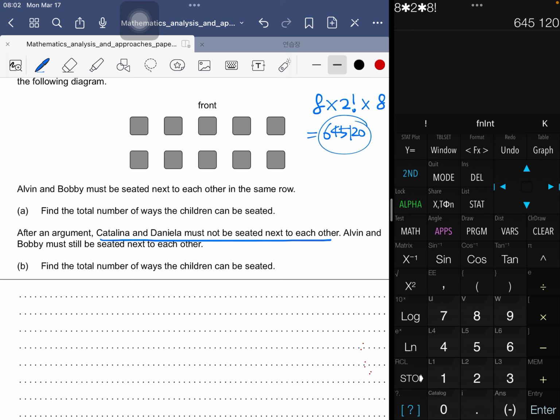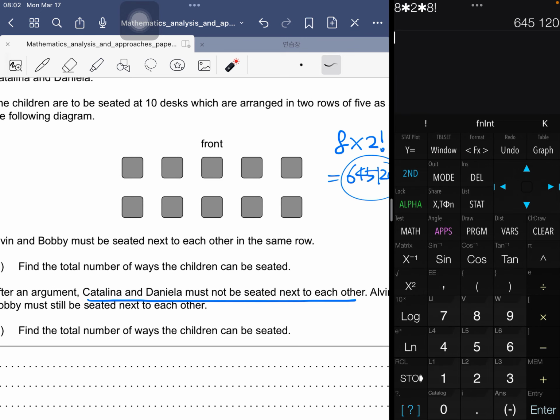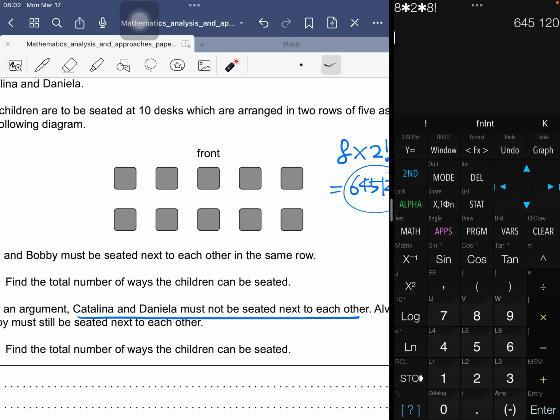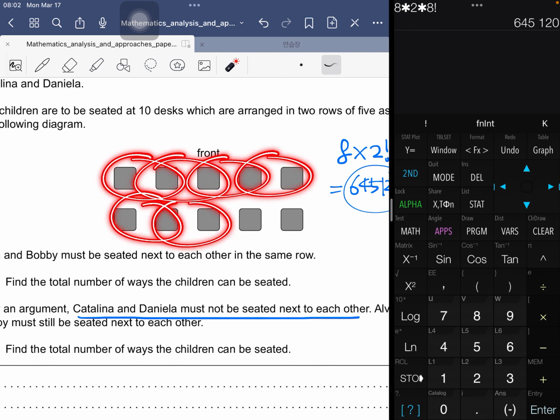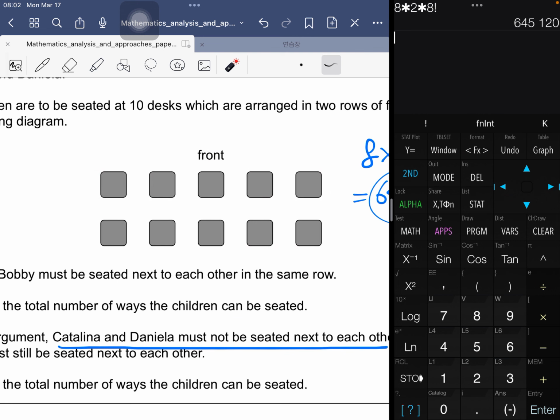is the total number minus the total number of ways C and D sit next to each other, which will give us the answer that C and D must not be seated next to each other. So, start from blocking seats for A and B. There are 1, 2, 3, 4, 5, 6, 7, 8 ways of A and B sitting next to each other.